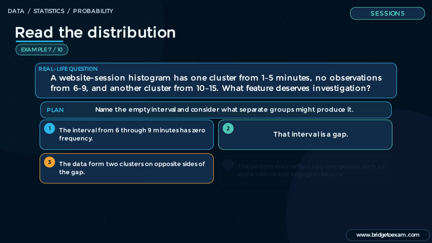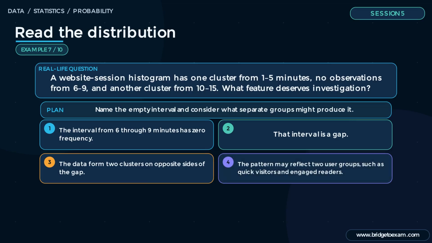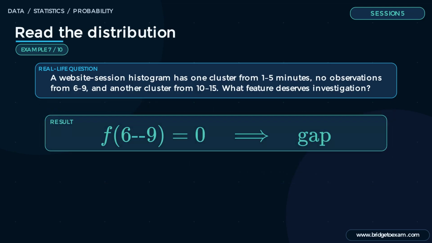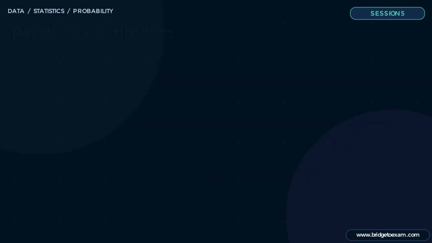Quick check. The graph suggests groups but does not prove their cause. Additional variables should be checked. This matters in real life because product teams investigate multi-peaked use patterns to design different user journeys.